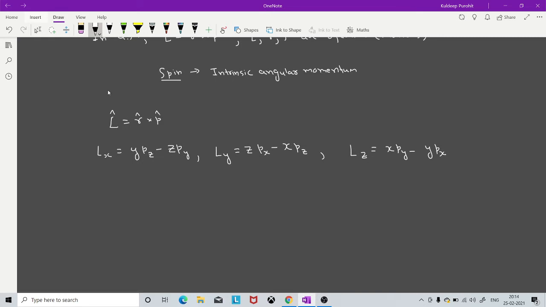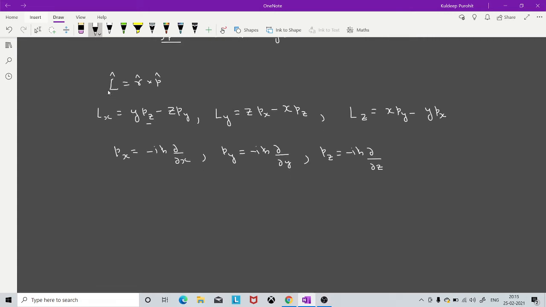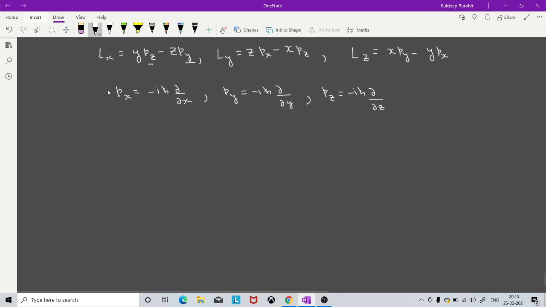You know that px, the momentum operator, is defined as minus i h-bar del by del x. Py is defined as minus i h-bar del by del y. Pz is equal to minus i h-bar del by del z. So I can write instead of px minus i h-bar del by del x, instead of py minus i h-bar del by del y, and similarly for all of these. So how will this look?